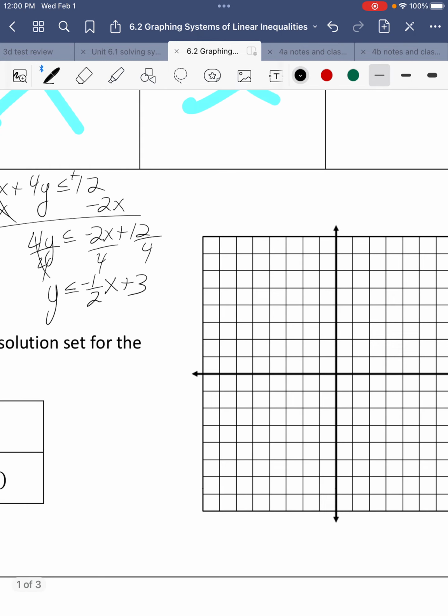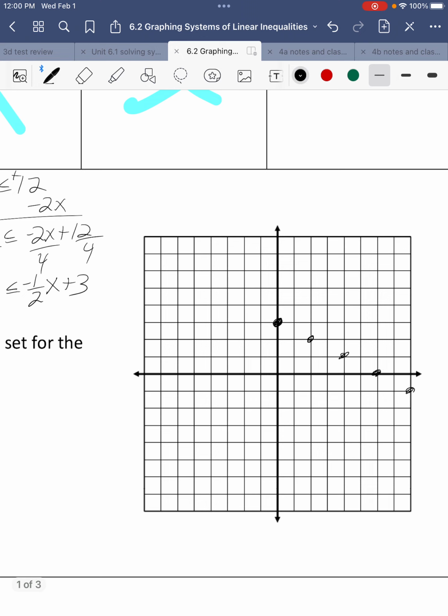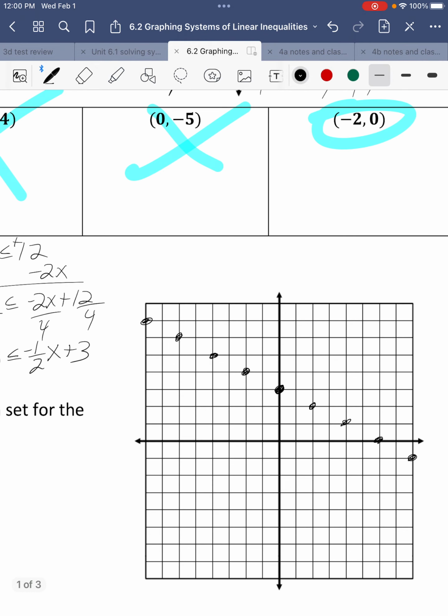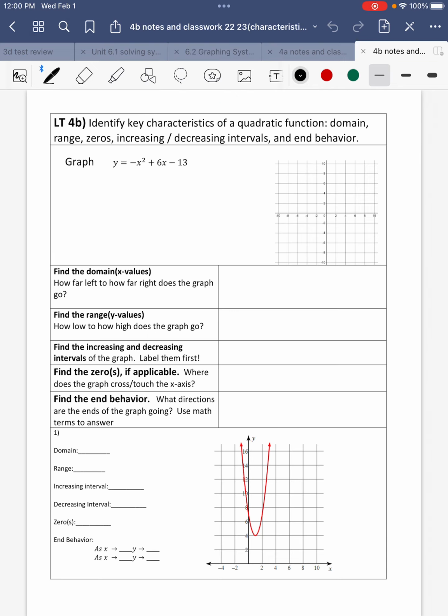Let's graph it. Up 3, y-intercept, and then down 1, right 2. Down 1, right 2. Solid line because it's equal to.